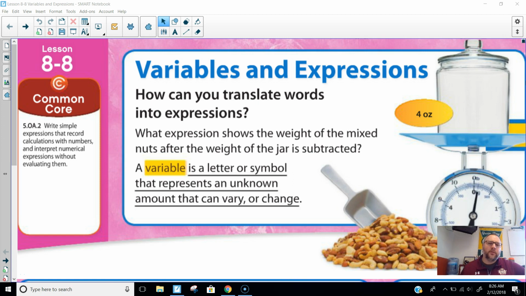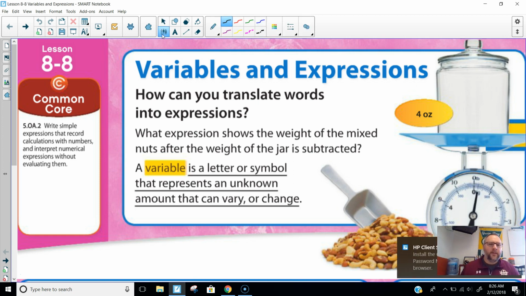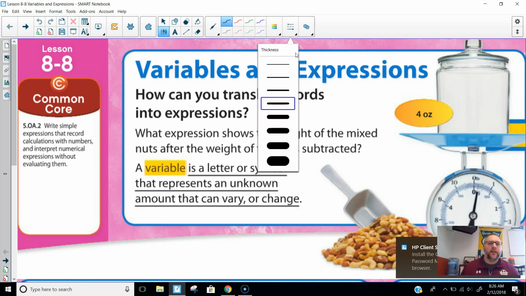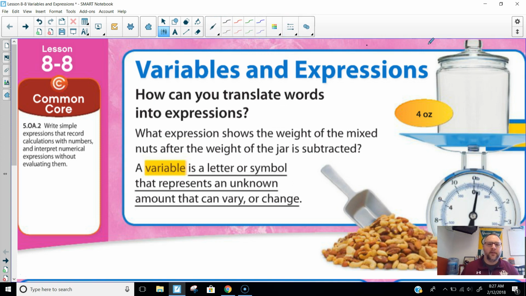Today we are going to translate words into expressions and expressions into words. It's connected to lesson 8.1. The difference today is we're going to make sure that we're putting the expressions in the correct order. Now that we know the order of operations, it's important that we do that. So let's look at the question for the day.